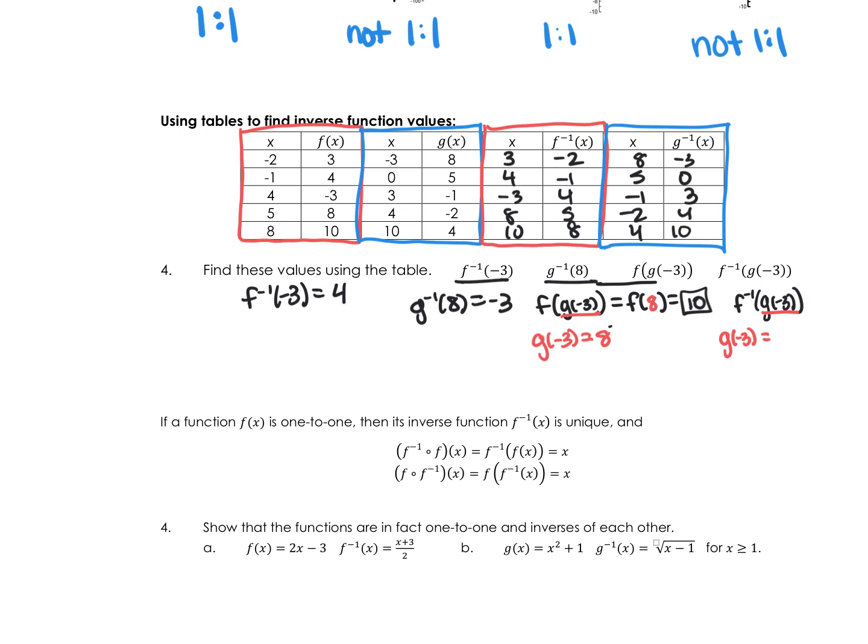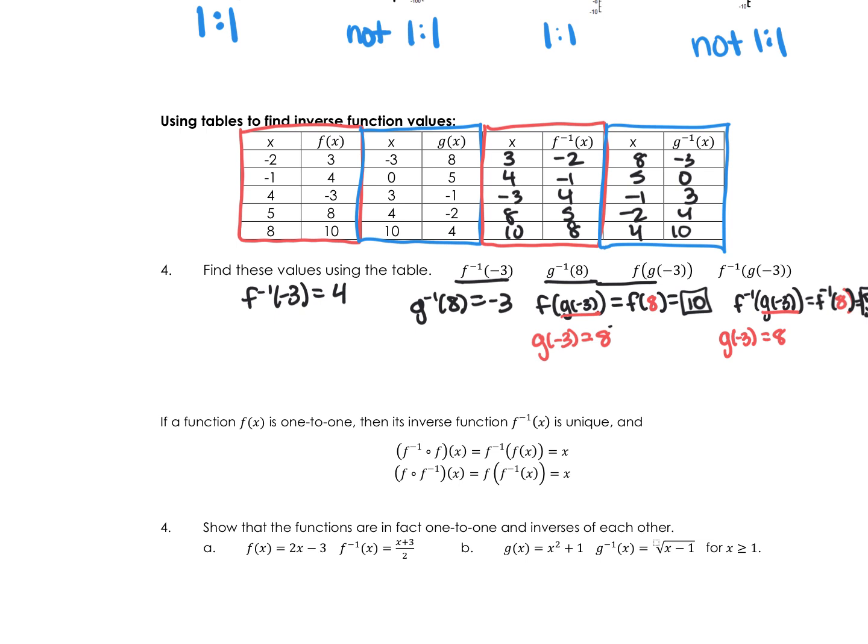G of -3, look at your G table. At -3, G is 8. Plug that back in. So now we have F inverse of 8, and now you're going to use your F inverse table. So if you go to your F inverse table, go to 8, and F inverse should be 5. So your answer should be 5 here.